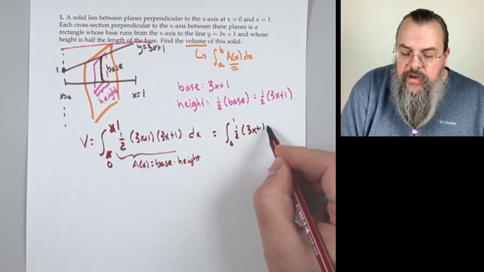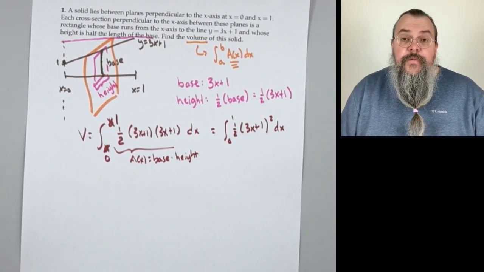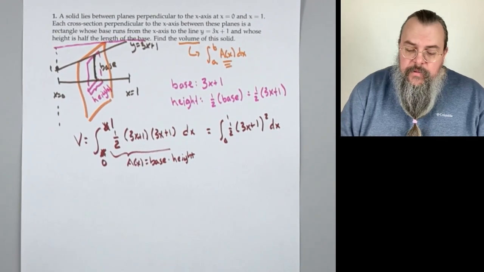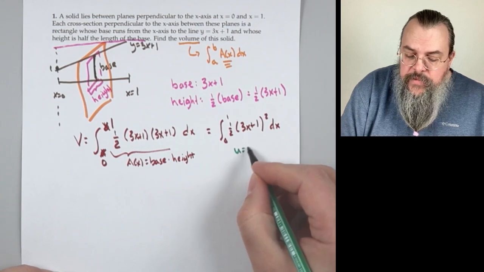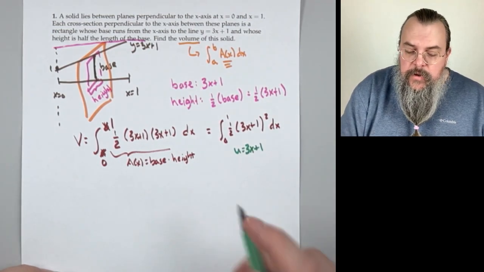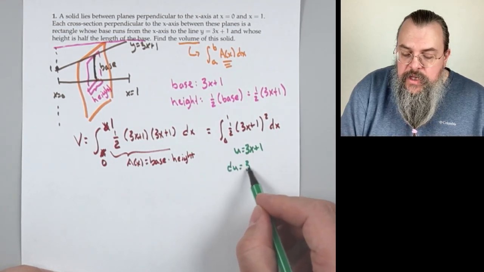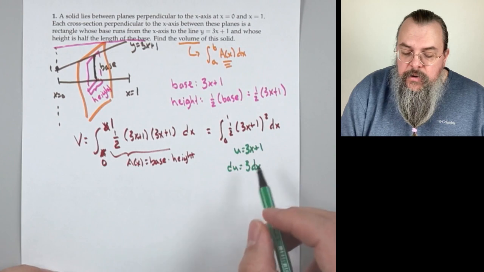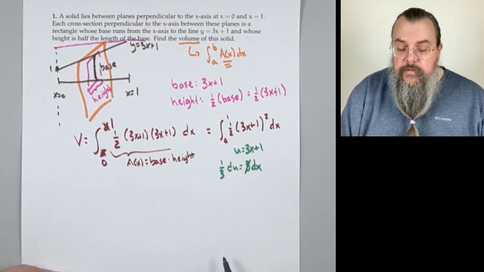And that's one of our best ways to do integration, is substitution. So suppose we make the following. We'll let u equal 3x plus 1. And then what do we have? Well, we have that du is 3 dx, or I can write that as 1/3 du is dx.